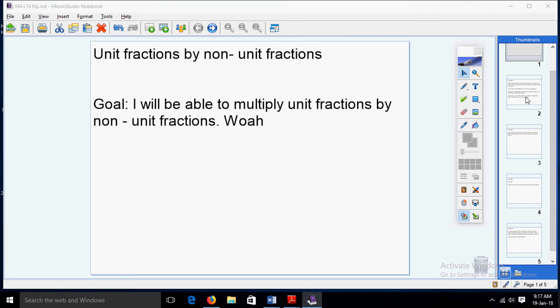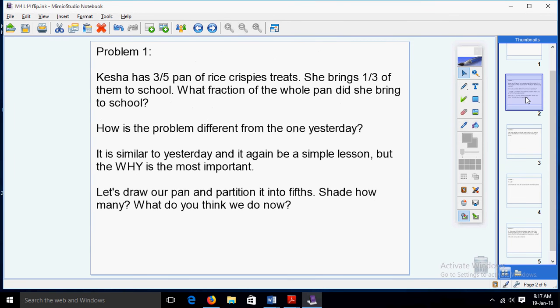All right, let's get into our first problem. Keisha has 3/5 of a pan of Rice Krispie treats. She brings 1/3 of them to school. This kind of sounds familiar from yesterday, huh? So our question is, what fraction of the whole pan did she bring to school? This one is a little bit different from yesterday. Yesterday we were doing unit fractions, and now we have 3/5 in here. This is not a unit fraction. If it were, it would be 1/5.